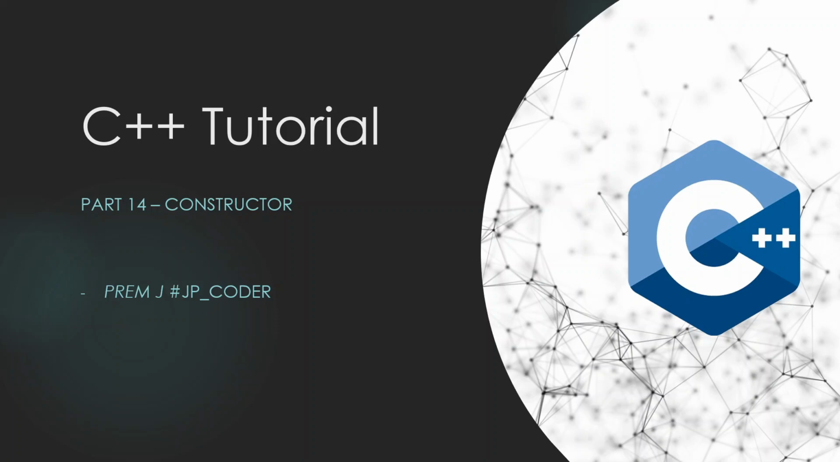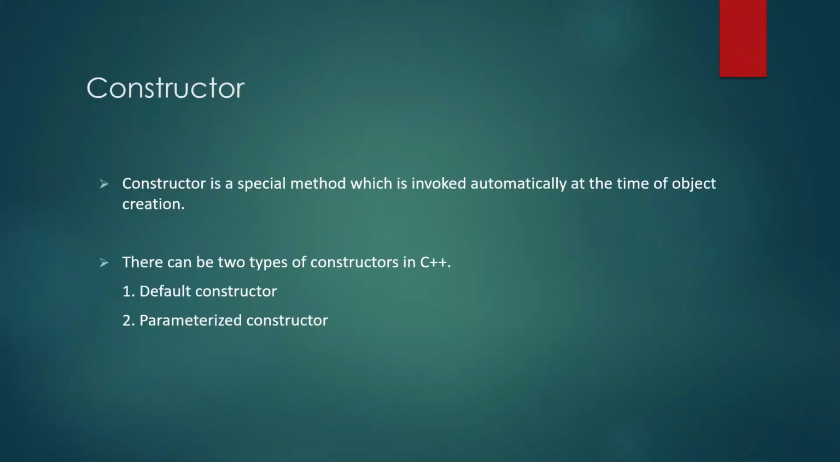The constructor is a special method which is invoked automatically at the time of object creation. It is generally used to initialize the data members of the new object. The constructor in C++ has the same name as the class or the structure. There are two types of constructors available in C++: one is the default constructor and another is the parameterized constructor.